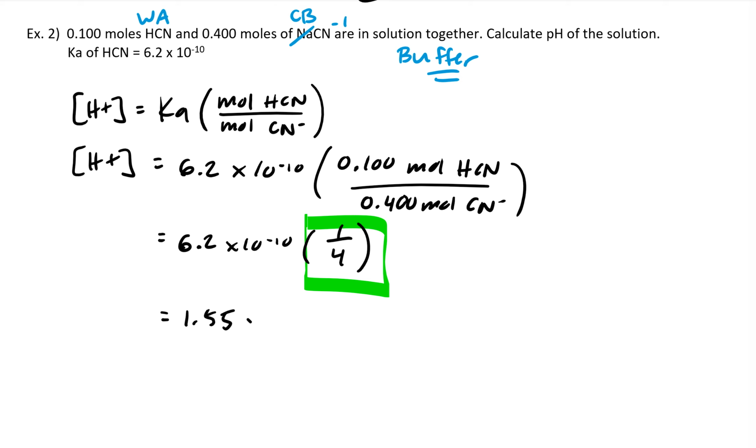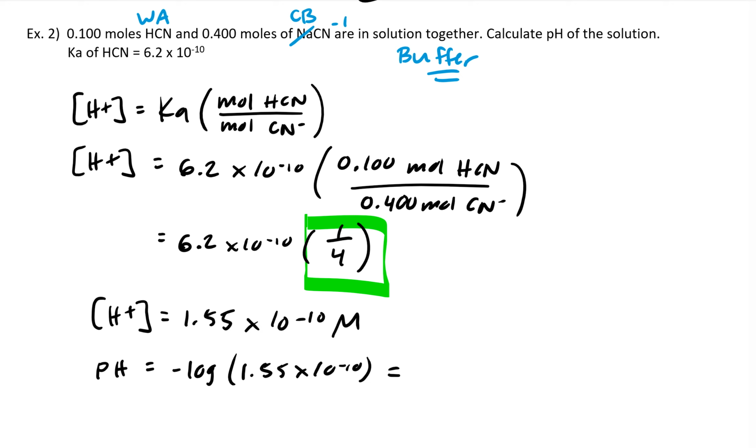Okay, 1.55 times 10 to the negative 10 molar. It's our molarity of H plus. So pH is equal to the negative log of 1.55 times 10 to the negative 10, and you get 9.81 as your pH of this solution. So if I'm comparing example 1 and 2, I notice that I end with the same answer, 9.81. And the reason why we have the same answer, despite the fact that we have different quantities of the hydrocyanic acid and the conjugate base, is because first of all, we have the same conjugate acid-base pair in the buffer.